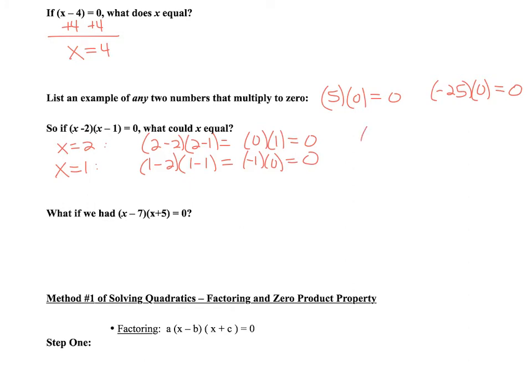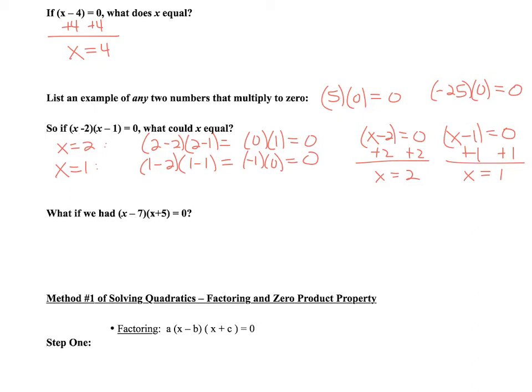So we get that by taking each individual factor and setting it equal to 0. x minus 2 could equal 0, and so we add the 2, and we see that x could equal 2. Or x minus 1 could equal 0, we add the 1 and see that x could equal 1. So there's two different values that could make that equation equal to 0. 2, which makes the first quantity 0, or 1, which makes the second quantity 0. One of them has to be equal to 0 in order to multiply to 0.